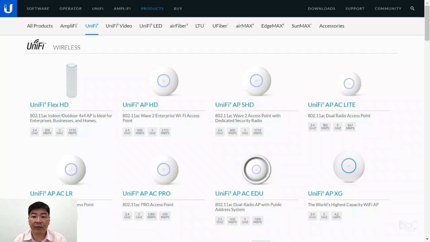Okay guys, today we are going to talk about the Unified access points, and the first one we're going to talk about and cover is the UAP AC Lite. Okay, so you guys know what the AC Lite is, right? It's basically a 11AC 1200.